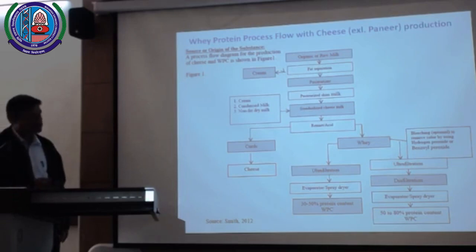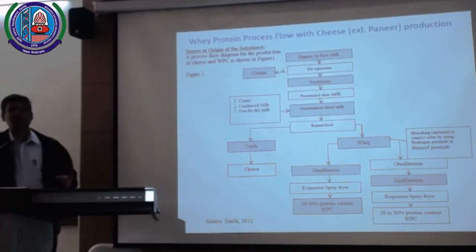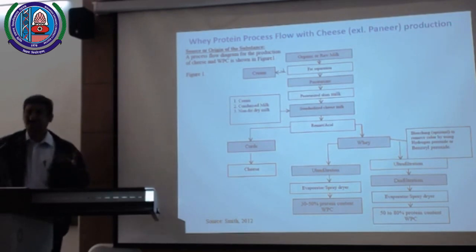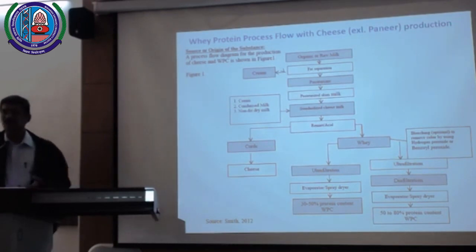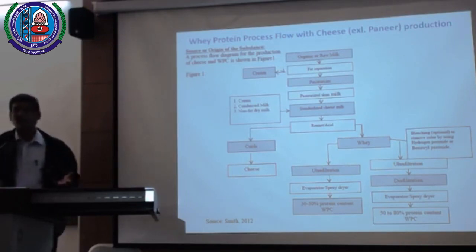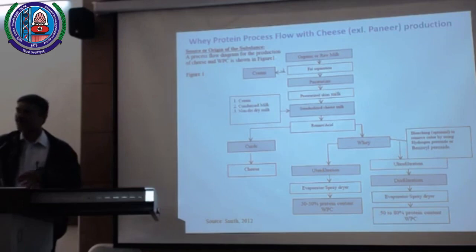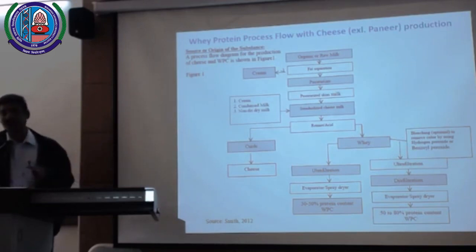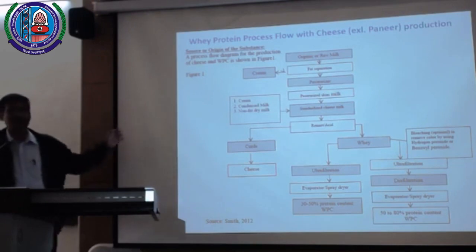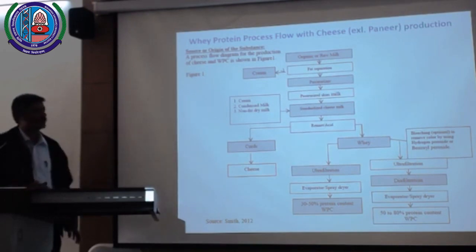You can substitute with cream or SNF, any of the dry milk, so the solid content increases. If you have only 3% fat in your starting material, and your standard says you should have 15 to 20% fat content in your cottage cheese, how do you get there? You have to add some material. That's the standardization here.